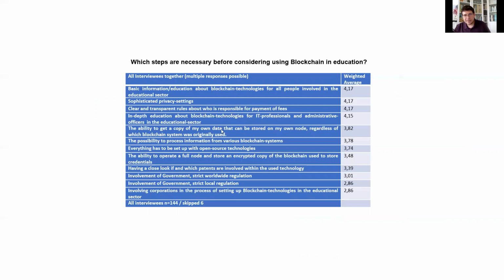So just at the end, some results from the online survey that you can read in the paper related to this talk. Which steps are necessary before considering using blockchain in education? So we need sophisticated privacy settings. We need basic information provided to all people involved in the educational sector. There need to be transparent rules about who is responsible for the payment of fees, talking about the transaction fees to a public blockchain. The IT professionals and the administrative staff need in-depth education. So those are quite important parts we need to look into before we even talk about blockchain in the educational sector.